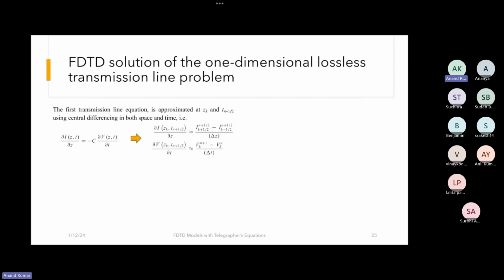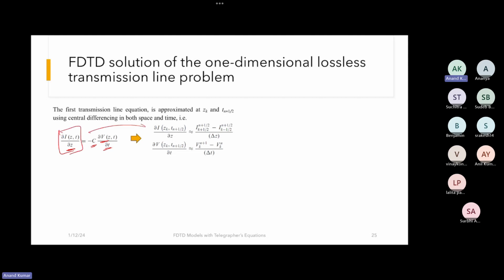Okay, so let's start with the discretization of the first Telegrapher's equation: the derivative of current in space equals the capacitance per unit length multiplied by the derivative of voltage in time.